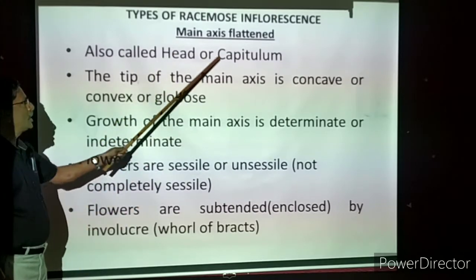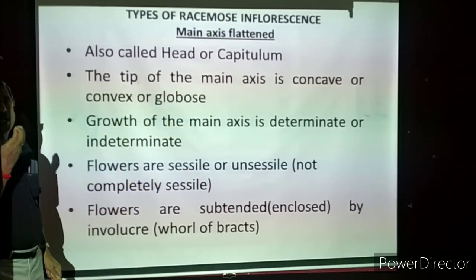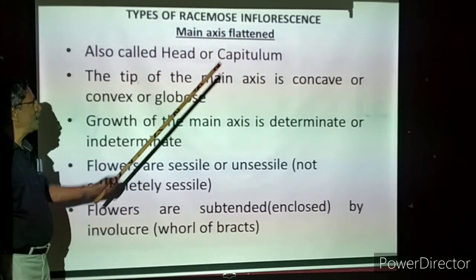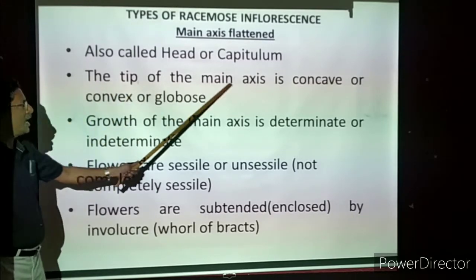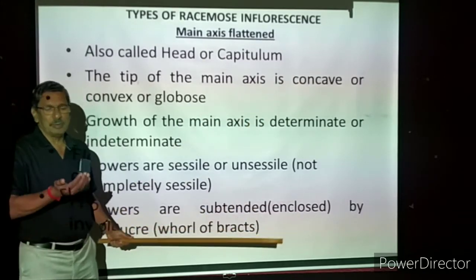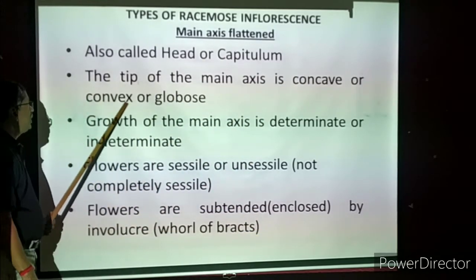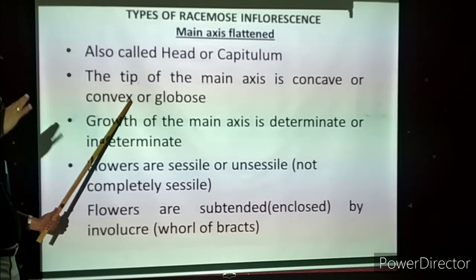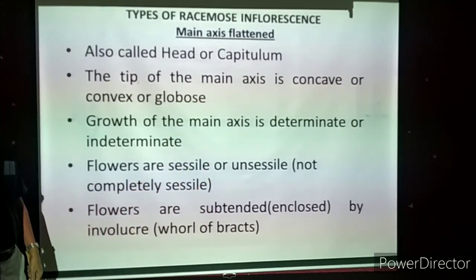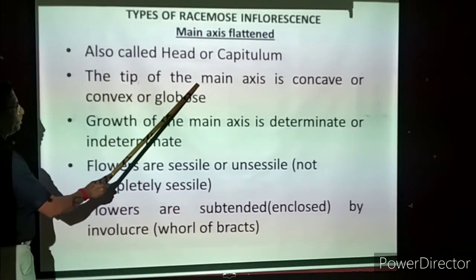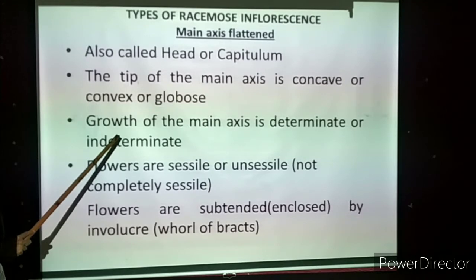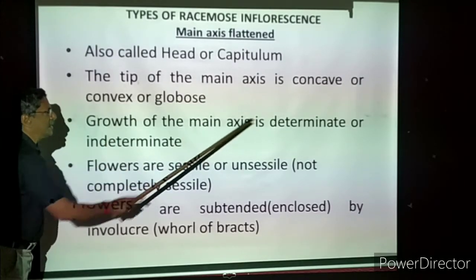Now in the head or capitulum, at the tip of the peduncle, a cup shaped structure will be there. The cup shaped structure is the head, or another name, capitulum. The tip of the main axis, I already told you main axis means peduncle, is either concave, cup like, or it will be convex, bulged at the center, or globose. Globose means more or less spherical. The growth of the main axis is determinate.